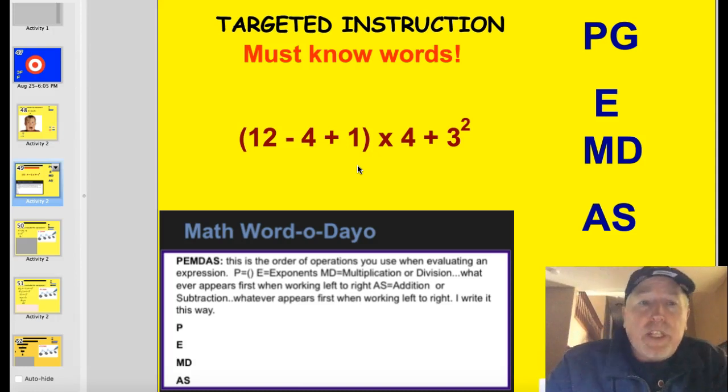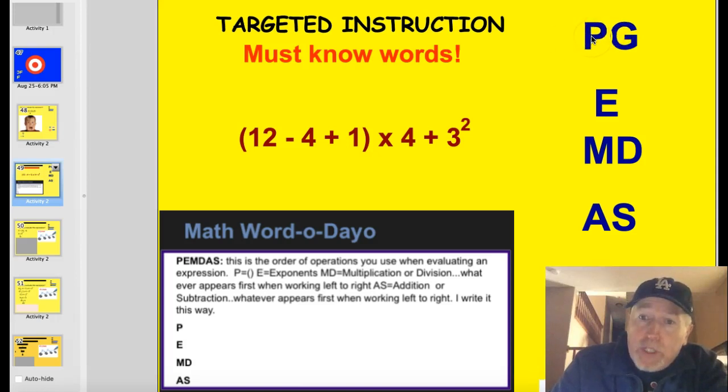Well, in order to get the correct answer, you have to follow a prescribed order, just like a doctor's prescription, a prescribed order in which you do those operations. And so the order is you start off, do the parentheses first, and then you do any exponents, then you do multiplication or division, whichever one comes first, like you're reading a book, left or right, and then addition and subtraction, whichever one comes first.